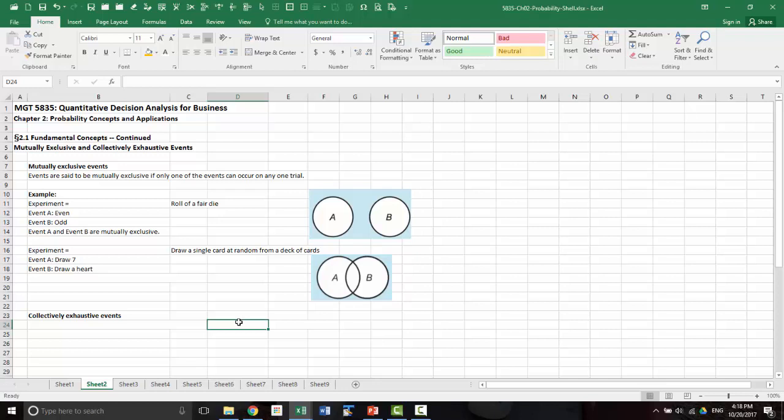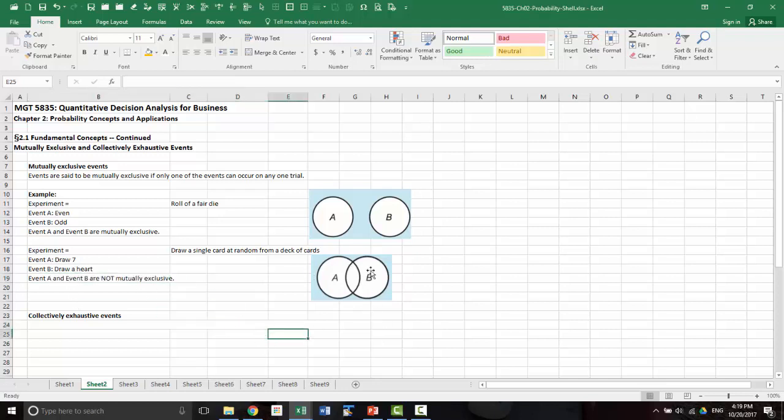For these two events to be mutually exclusive, one event having occurred means the other cannot occur. But in this case, a 7 can be a heart as well. There are 4 sevens, and one of those 4 is a heart. So these two events are not mutually exclusive.